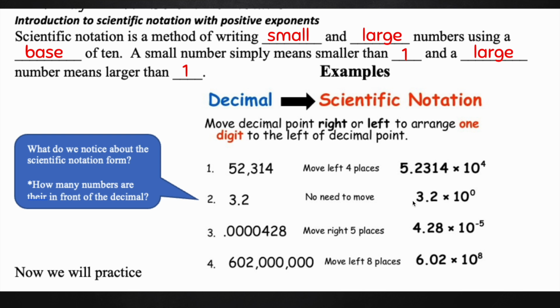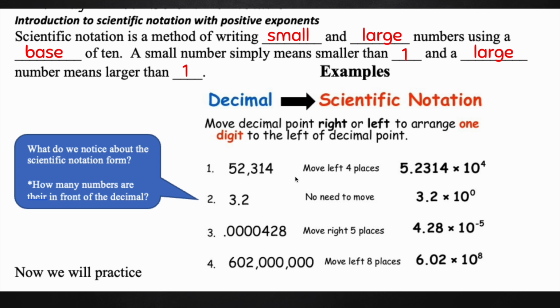So you can see it's 5 point, 3 point, 4 point, 6 point. So a number between 1 and 9. It can't be 0 and it can't be bigger than 9. So you can't go 10, 11, 12. It has to be somewhere between 1 and 9. So one digit.